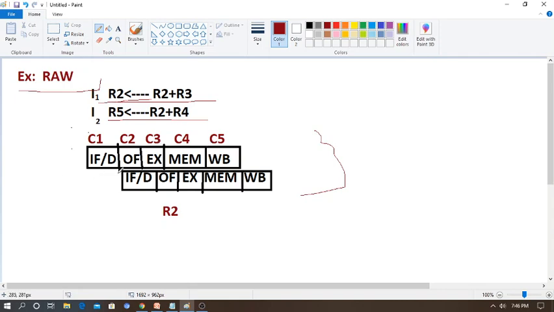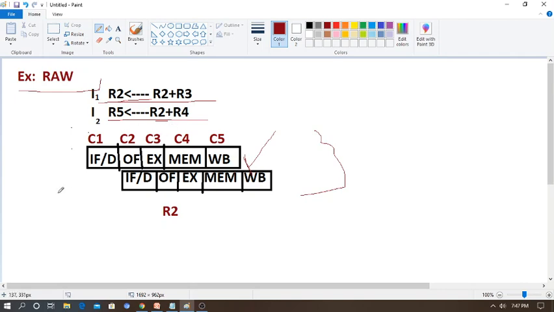In I2, whenever the first instruction's fetch and decode are complete, it goes and starts the second. When it is R2, what happens? Here we are accessing R2 again, listen carefully. When will your R2 result come? Only after completing this write back will you get the result of R2, then you can access it.